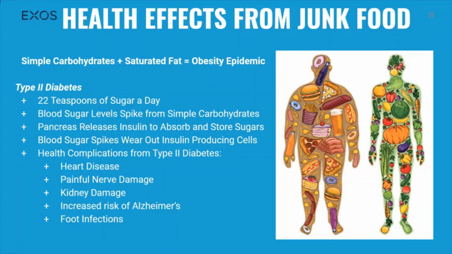So what's the connection between type 2 diabetes and junk food? Well, Americans on average consume 22 teaspoons of sugar a day. Much of that's going to be in the form of high fructose corn syrup, which is going to be in our pop and our candy bars. When the body breaks down those simple carbs, your blood sugar levels spike, and that's going to force your pancreas to quickly release insulin so that cells can absorb and then store these sugars. Frequent blood sugar spikes eventually wear out the body's insulin-producing cells, and that's what's going to trigger type 2 diabetes.